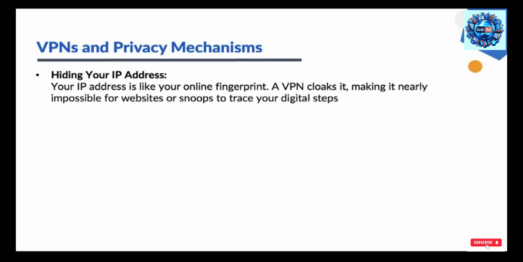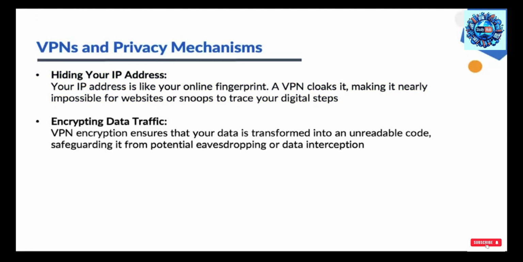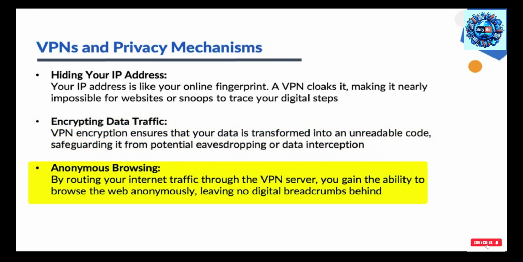It hides your IP address. An IP address is like your online fingerprint. A VPN cloaks it, making it nearly impossible for websites or snoops to trace your digital steps. It also ensures encryption, and the data is transformed into basically an unreadable code, safeguarding it from potential eavesdropping. Anonymous browsing: by routing your internet traffic through the VPN server, you gain the ability to browse the web anonymously, leaving no digital breadcrumbs behind.